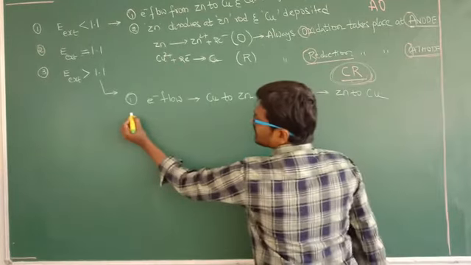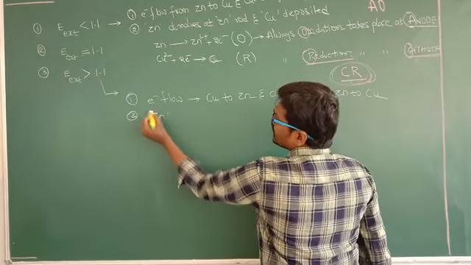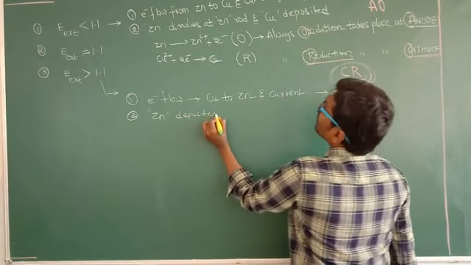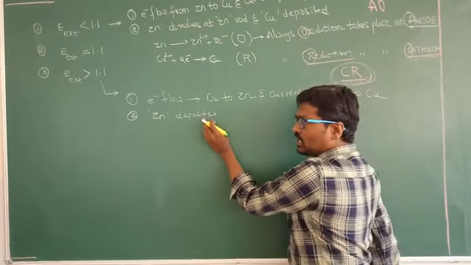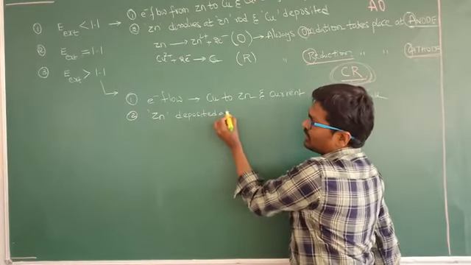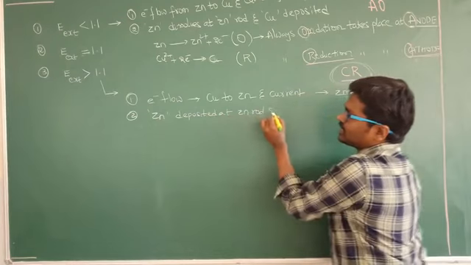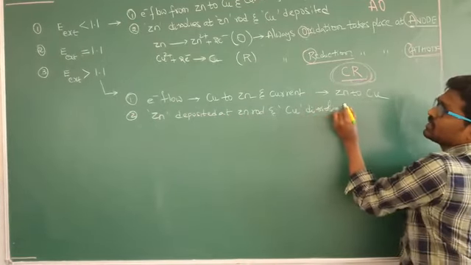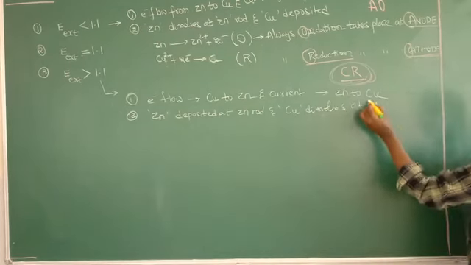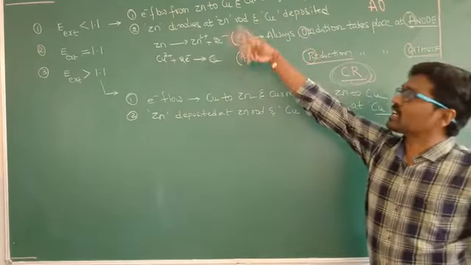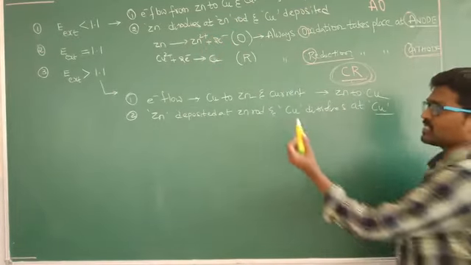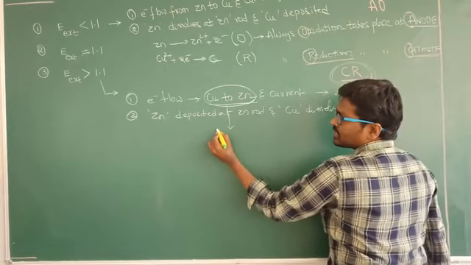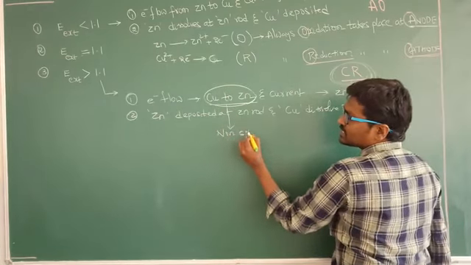Okay, next point. Zinc is going to be deposited at the zinc rod, and copper dissolves at the copper rod, reverse to the first one. In this case, the flow of electrons is from copper to zinc, and now it is non-spontaneous in nature.